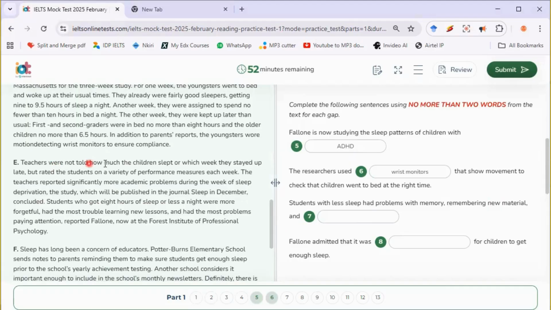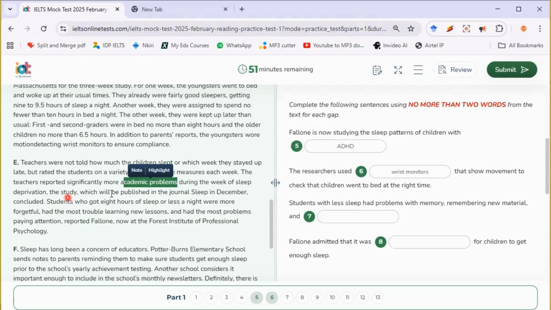Teachers were not told how much the children slept or which week they stayed up late, but rated the students on a variety of performance measures each week. The teachers reported significantly more academic problems. Can you see that? More academic problems. Problems, memory, remembering new materials, academic. Is that the answer? Let's go on. More academic problems during the week of sleep deprivation. That's less sleep.